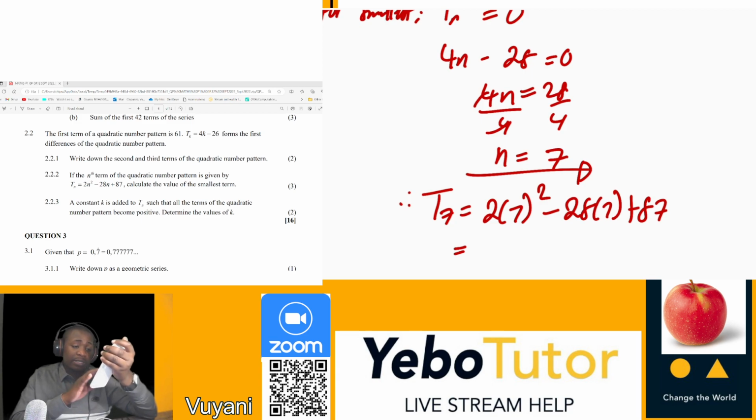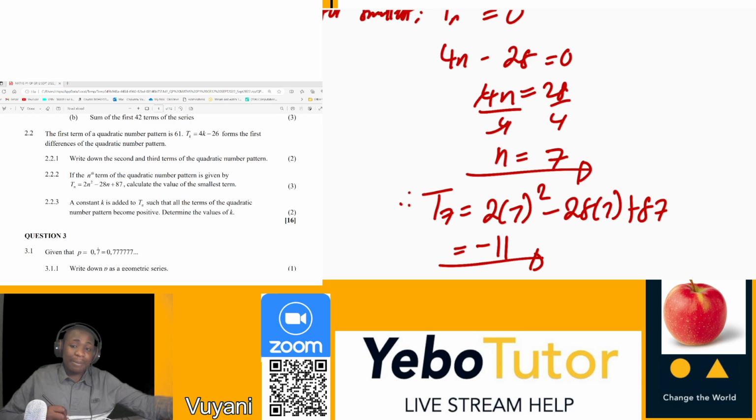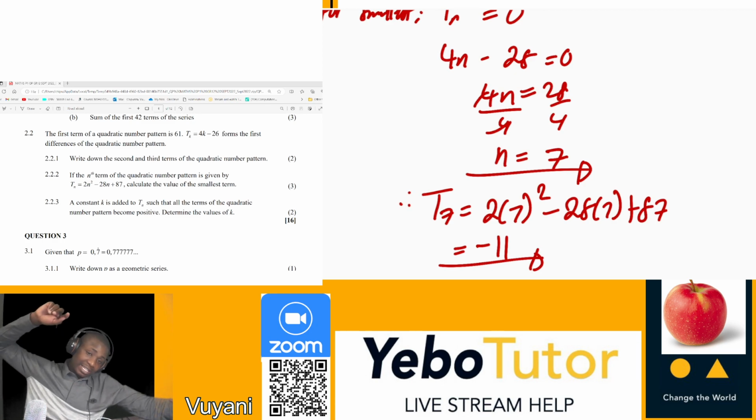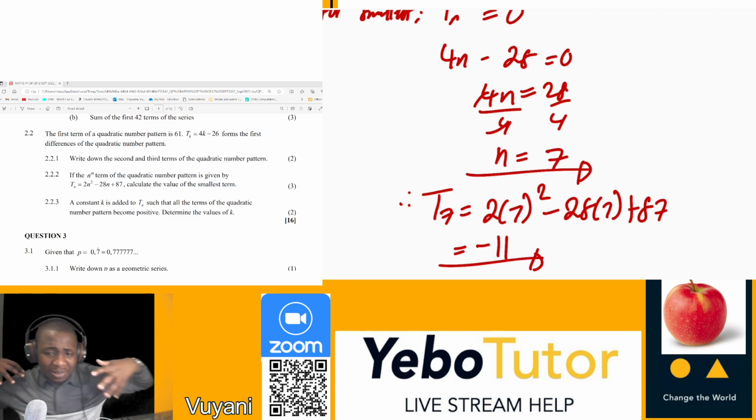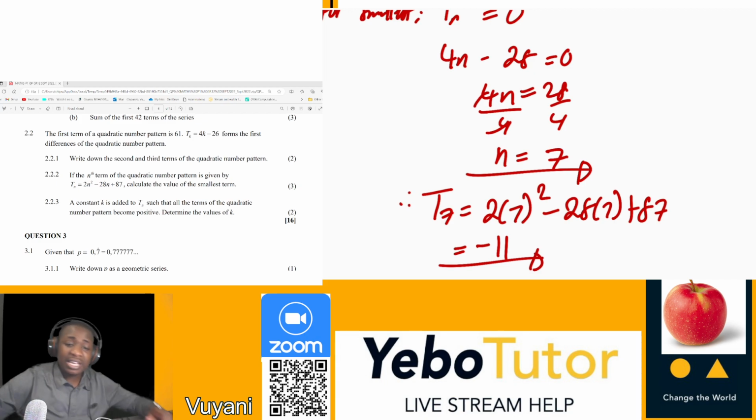So that would be 2 times 7 squared minus 28 times 7 plus 87 there. Then I'm getting negative 11. So the smallest number in this sequence is going to be negative 11. So we are just playing around with the English terms which they are giving us there.